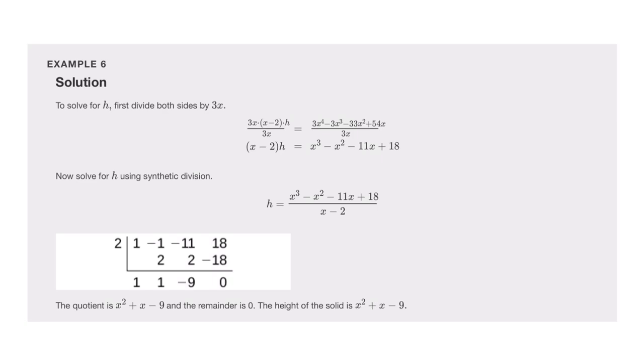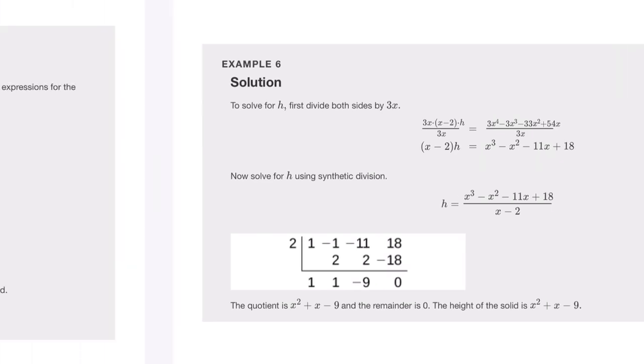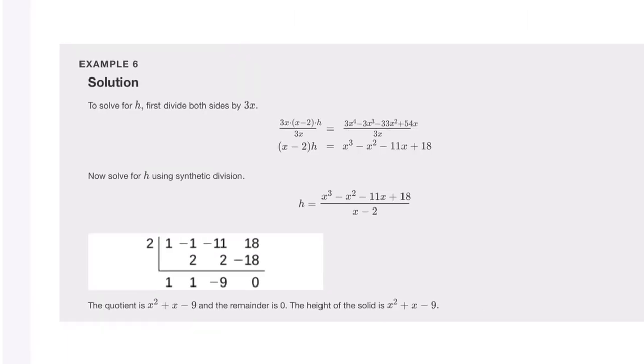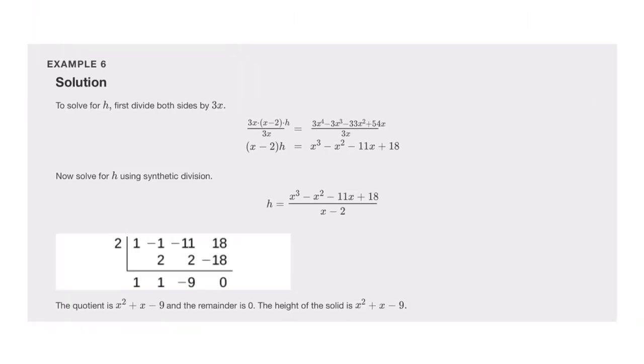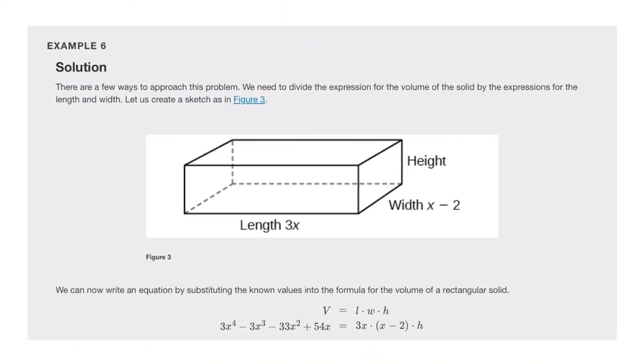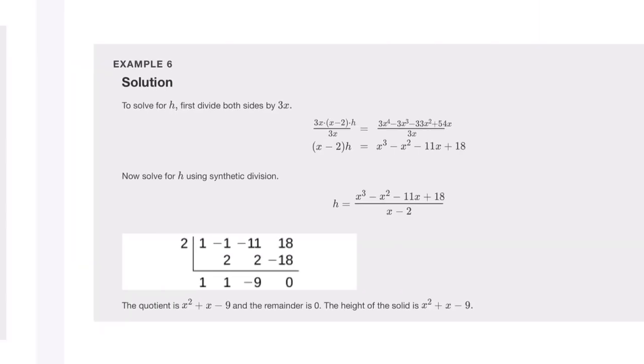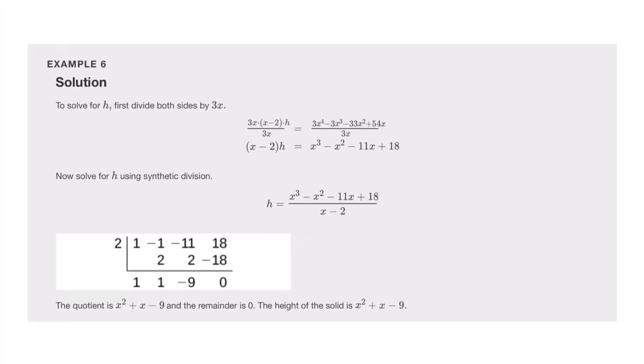Oh, wait a minute. Let's see. I thought it looked like we could factor out. Oh, they did multiple steps. Okay, so what they ended up doing, I guess they felt it was easier to divide by 3x, right? Because all those were multiples of 3. So they first divided everything by 3x. They got a result. Then they used synthetic division, because what was remaining was that x minus 2. That's fine. So at least we have two different ways of doing the same thing, and we get the same result. So the height of the solid is x squared plus x minus 9. Yeah, that was interesting.